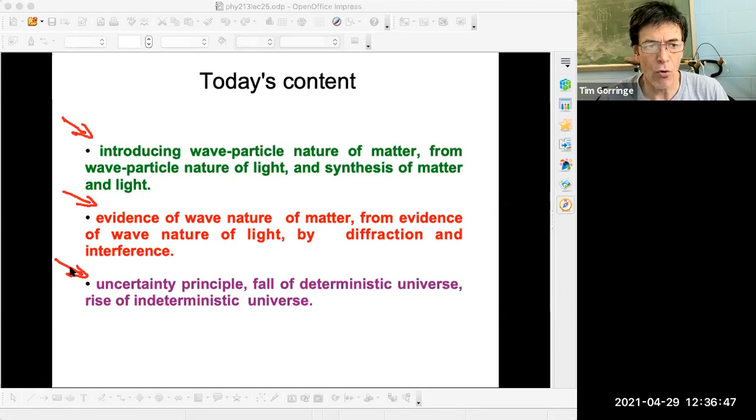In the old mechanical way of looking at how the universe worked, in principle, everything could be known and tracked forever. In the new indeterministic way of how the universe works, there's inherently uncertainties. There's inherently things you can't know. So that was a huge change, a big change in how scientists viewed the working of the universe.